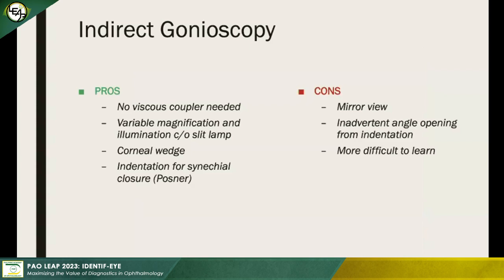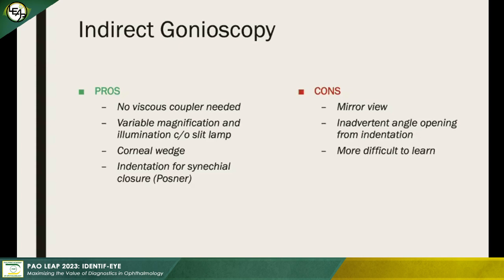So what are the relative pros of indirect gonioscopy? Again, some lenses will not require you to use a viscous coupler, so it's a bit more convenient for the patient. Variable magnification is possible because your slit lamp is very versatile. There's versatile magnification and illumination there. You can also use a corneal wedge to view some of these structures. And probably the most beneficial is that you can perform indentation gonioscopy to differentiate synechial closure.